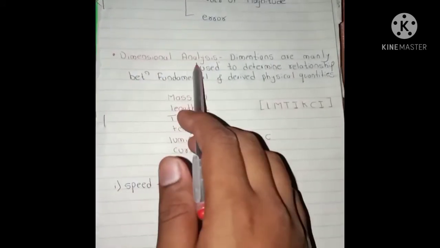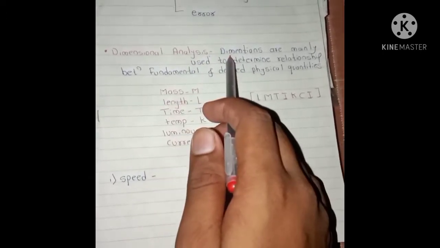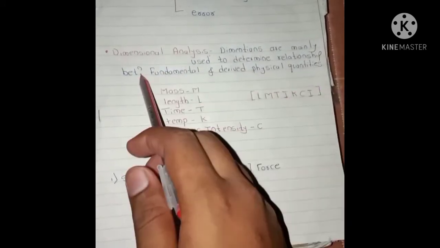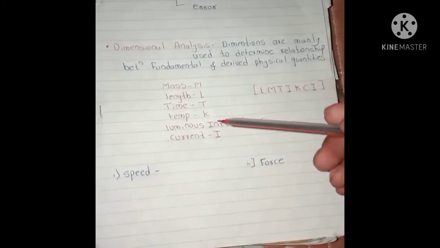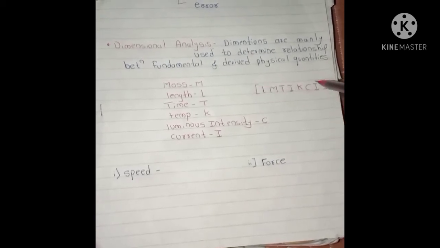In this chapter we have the next topic, which is dimension analysis. What does dimension analysis do? Dimension analysis is mainly used to determine the relationship between fundamental and derived physical quantities. So for finding dimensions we use the following notations, and we use this notation under square brackets. Now let's try to find the dimensions of speed and force.